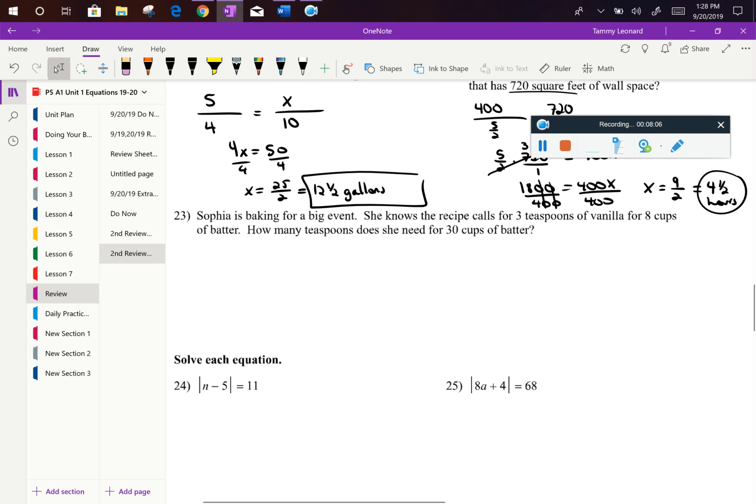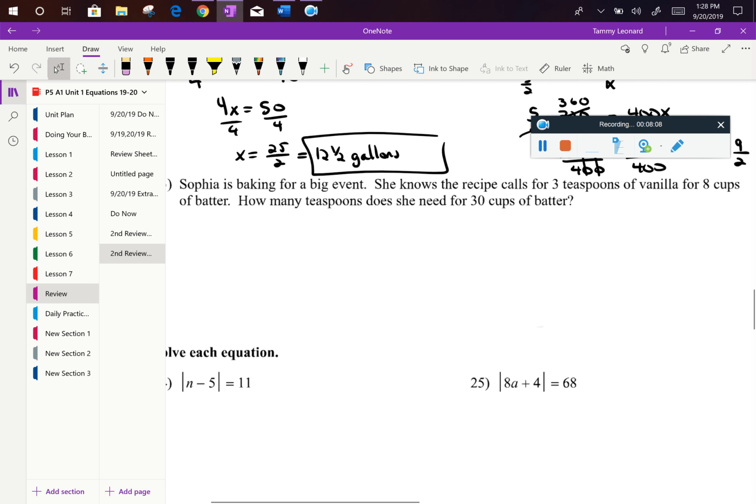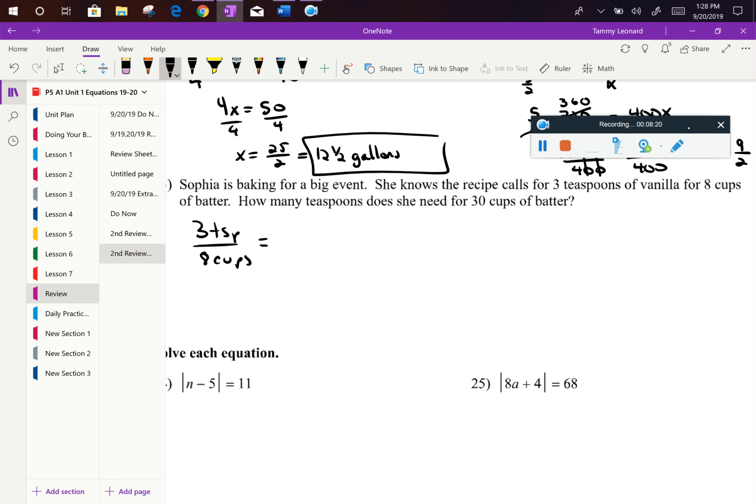We have another word problem that we can also solve with a proportion. Sophia is baking for a big event. She knows the recipe calls for 3 teaspoons of vanilla for 8 cups of batter. So we have 3 teaspoons for 8 cups. So I'm going to need teaspoons over cups on the other side as well. How many teaspoons does she need for 30 cups of batter?